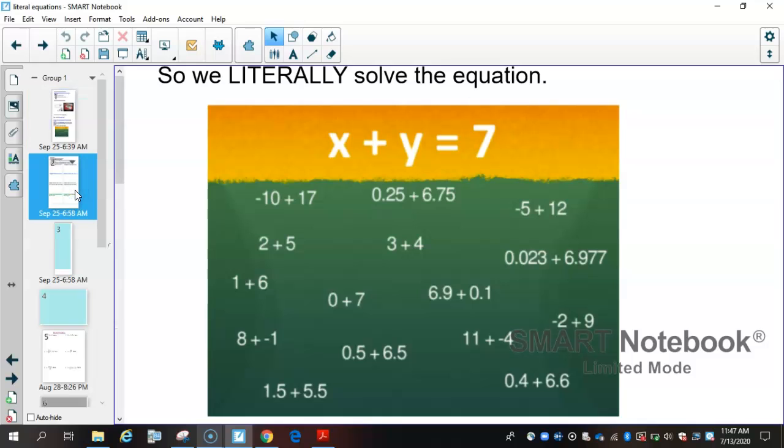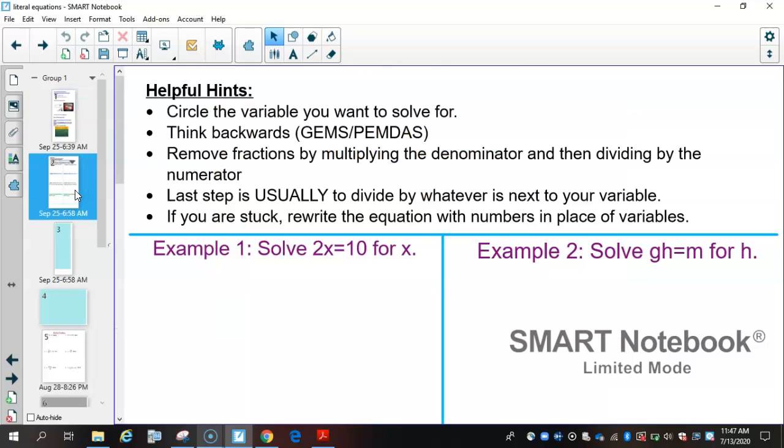So now let's actually get into solving these. I've typed up some helpful hints. I'll read them. You read them as well, and just keep referring back to these. That way, if you get stuck, you have something to go by. Circle the variable you want to solve for, always. That will help you remember what you're solving for. Keep that in mind, and don't combine that with something else. You'll keep that isolated, or remember to solve for that variable.